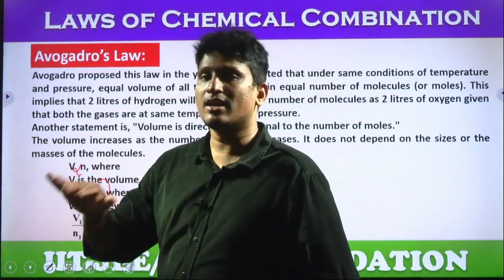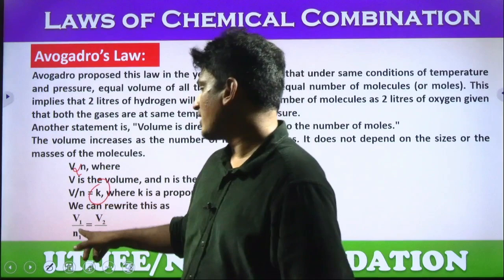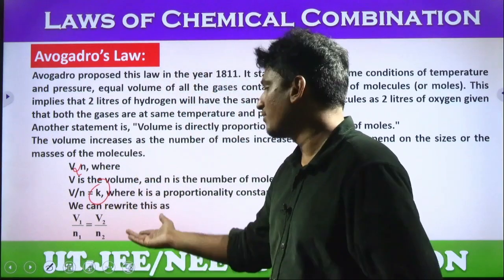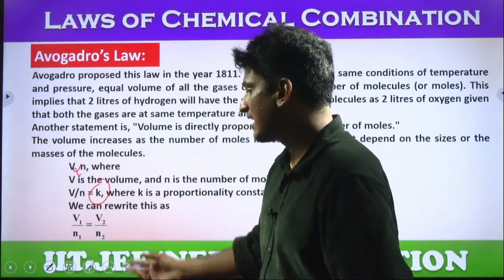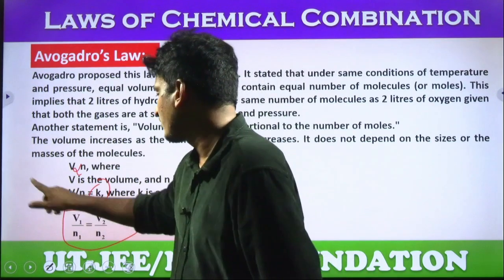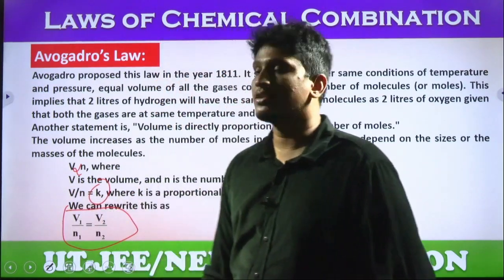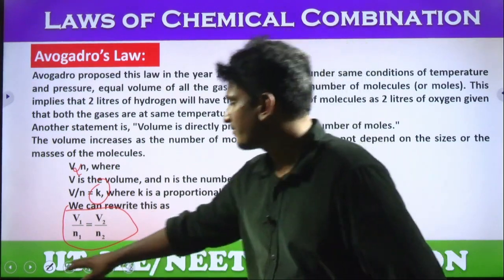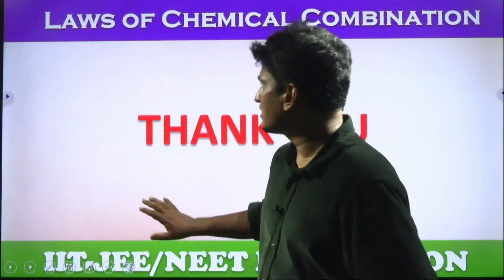So we have initial and final variables, students. If V1 is the initial volume, N1 is the initial number of moles, and V2 becomes the final volume, N2 becomes the final number of moles, the relation is V1 by N1 equal to V2 by N2. This formula is very, very important. Avogadro's law, in gas laws also, we'll get this equation, students, right? So that's it. Simple concept, simple chapter.